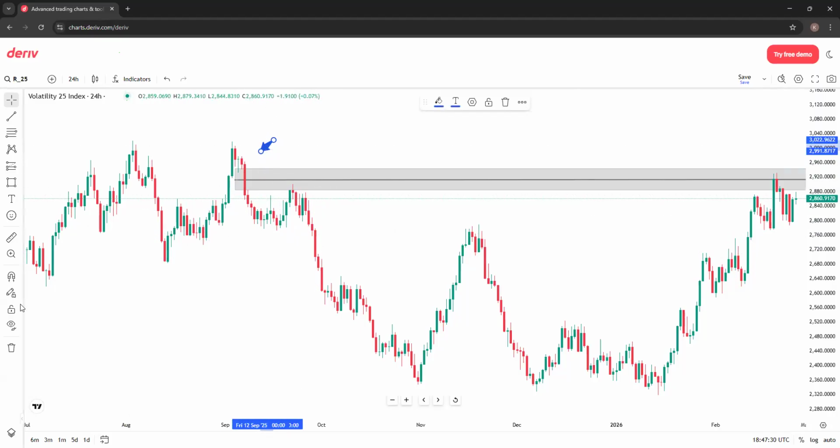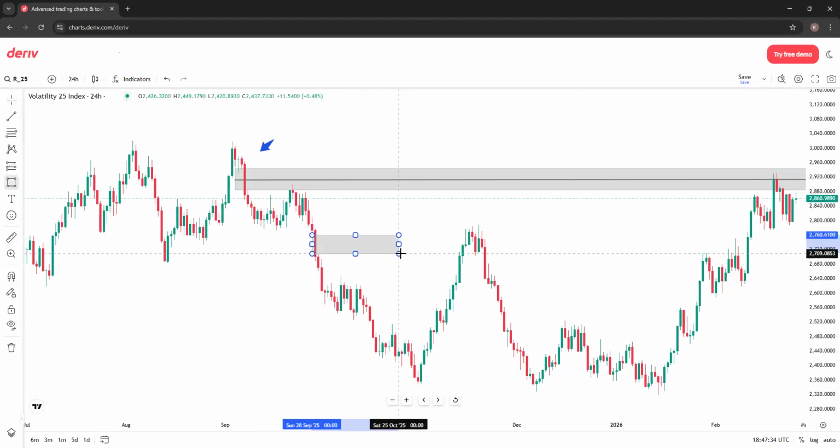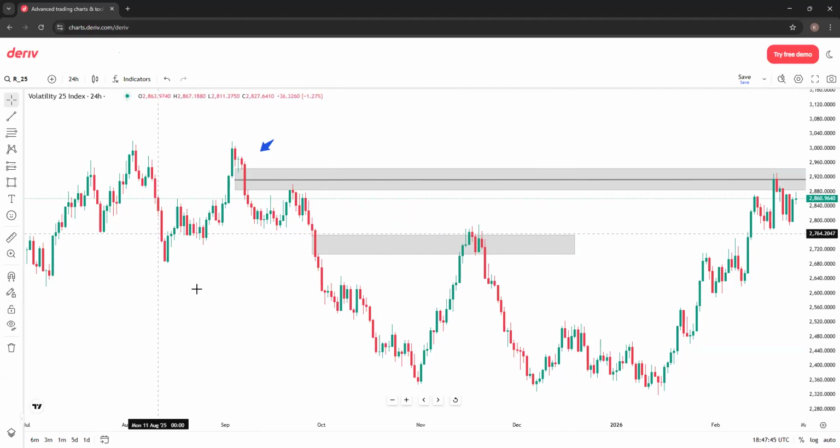So what does it mean? It means that we were left with a gap, a fair value gap or an imbalance here. And what do we know about those imbalances? They have to get filled, right? And when price did whatever it did, it still came back to this area.